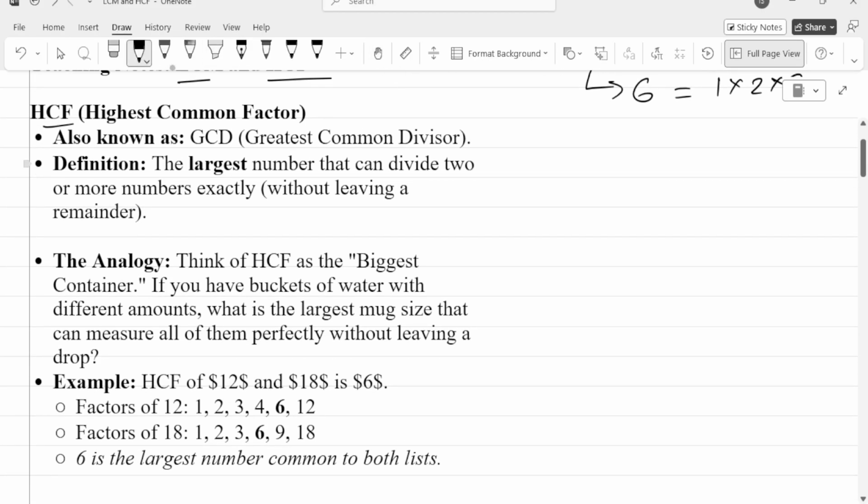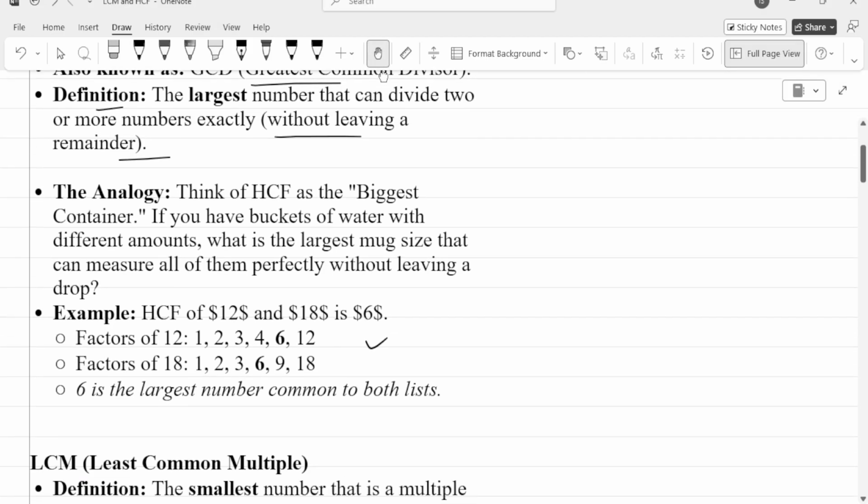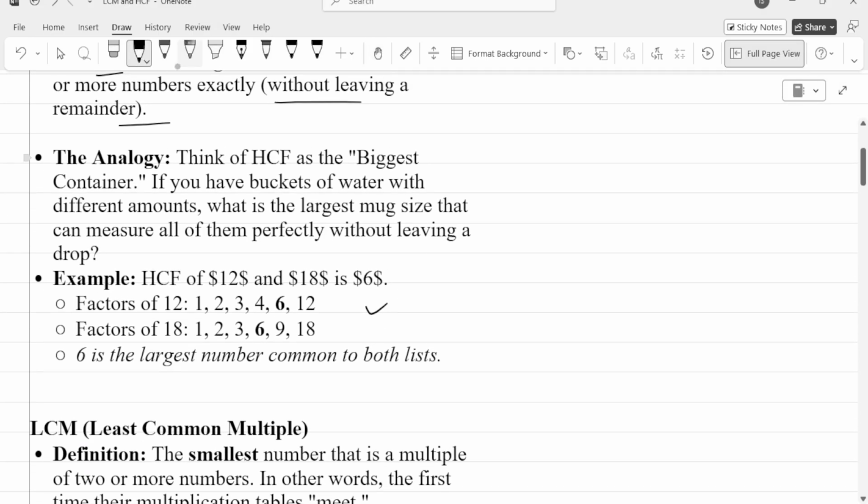HCF, highest common factor, also known as greatest common divisor, is defined as the largest number that can divide two or more numbers exactly without leaving remainders. What does that mean? If we divide by a factor, there are no remainders, when it is equally distributed. Below we discuss the problems and I explain the theory parts.